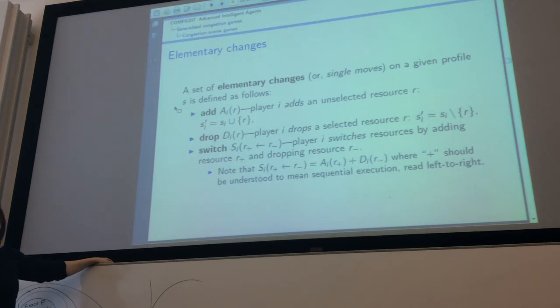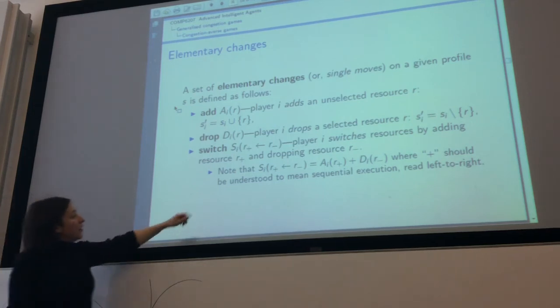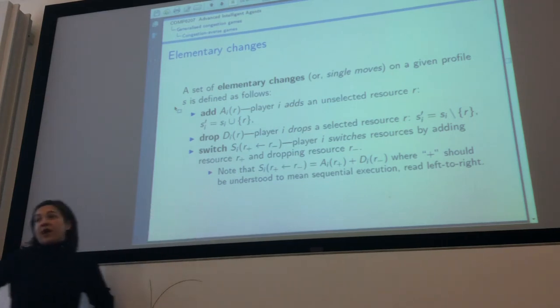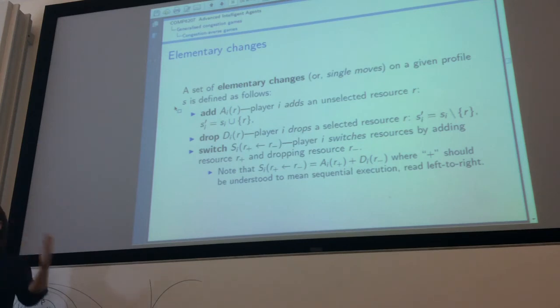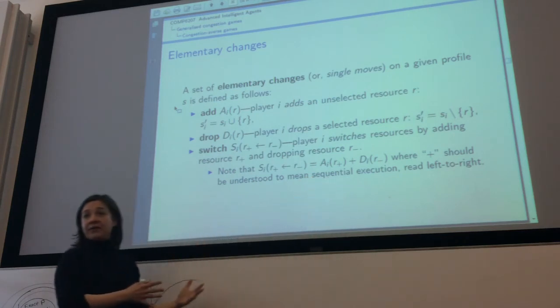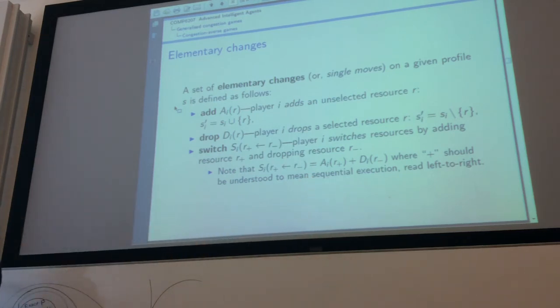resource R minus to resource R plus by agent I is just moving from one resource that agent I had in his strategy to another one that he hadn't in his strategy. And this can be decomposed into two operations: an add of resource R plus and the drop of resource R minus. So these are three elementary changes that an agent can make.